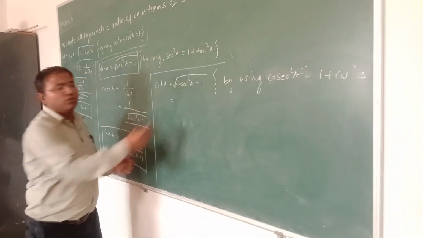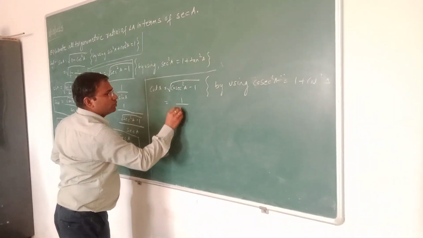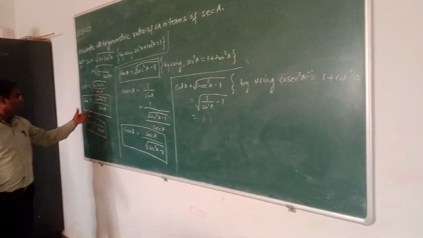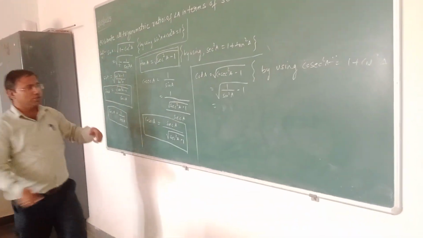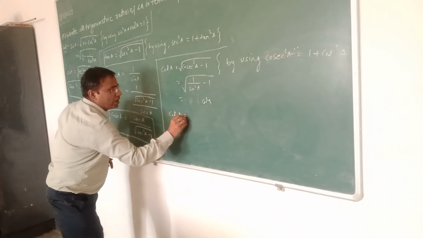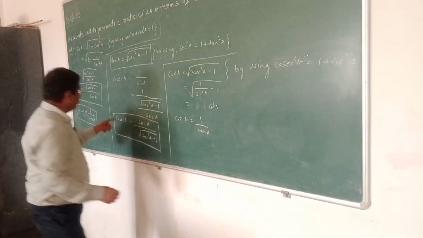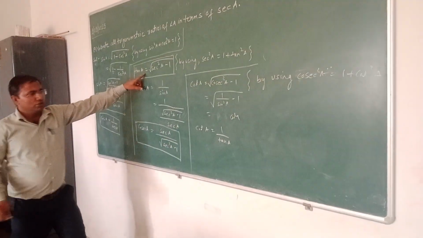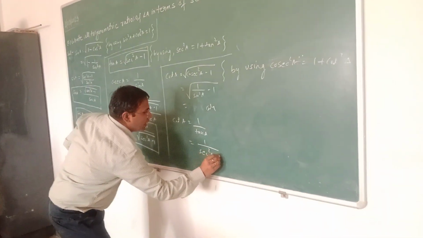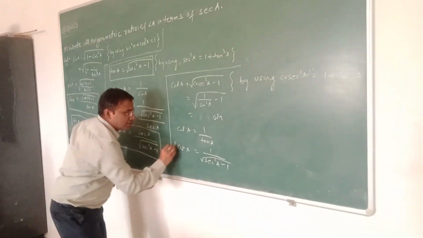Now in place of cosec square, what can you write? 1 upon sin square A, so square root of 1 upon sin square A minus 1. Now put the sin value. You can find it this way, or you can write cot A is equal to 1 upon tan A. We have already found tan A, so 1 upon square root of sec square A minus 1.